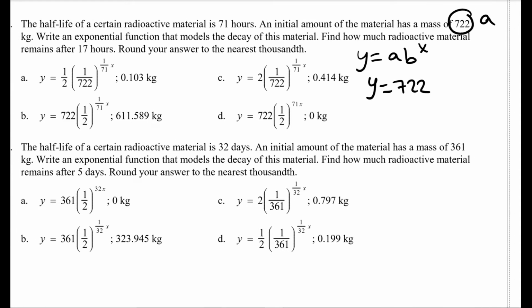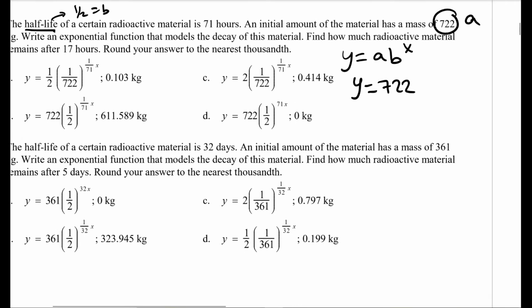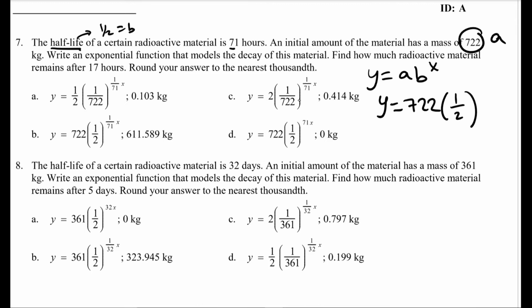And then we got to multiply that. Well, we know it's a half-life. So half-life means we cut it in half, right? So that means our b is equal to 1/2. That means you're going to cut the amount in half. So we got to times that by 1/2. And then we got to raise it to some power. Now, since the half-life is 71 hours, this means that after 71 hours, it will cut in half.